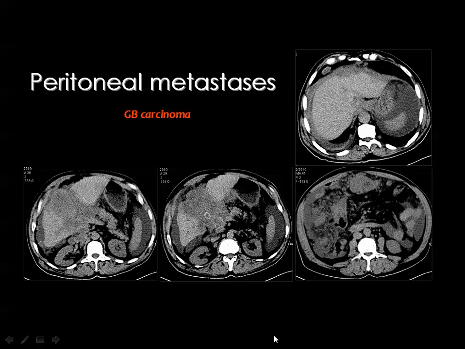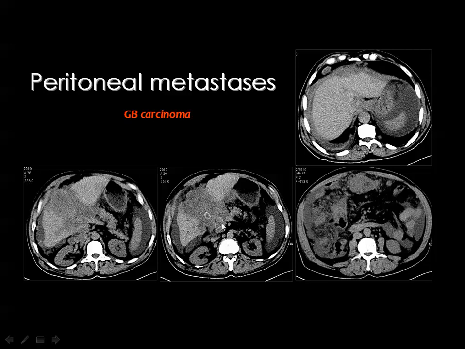This is a case of gallbladder carcinoma. You see the region of the gallbladder fossa is infiltrated by a huge mass, and inside the mass you see a radiopaque calculus. I have mentioned this before: whenever you see a mass infiltrating the gallbladder, you know that this is of gallbladder origin by detecting the gallstones inside the tumor tissue.